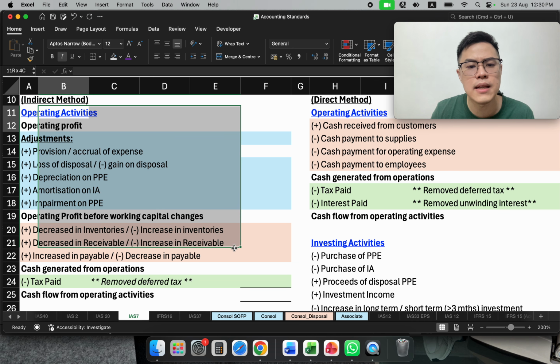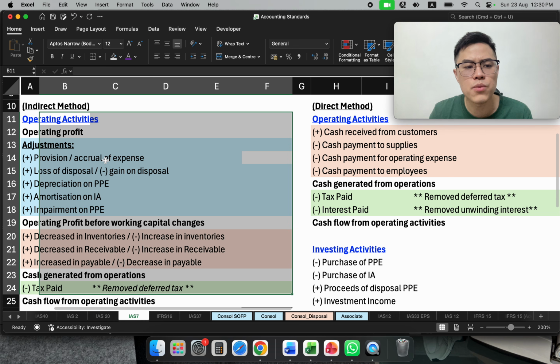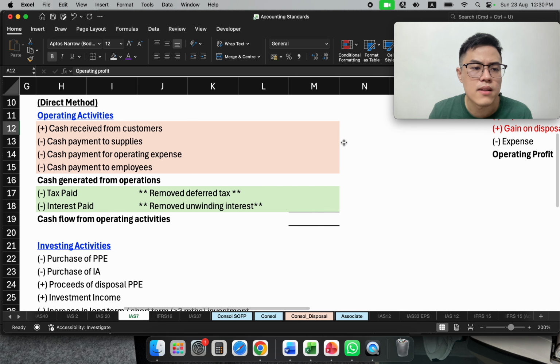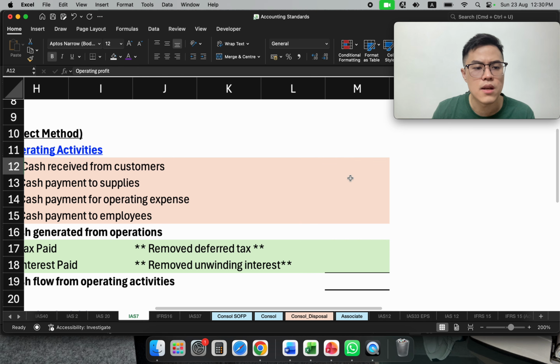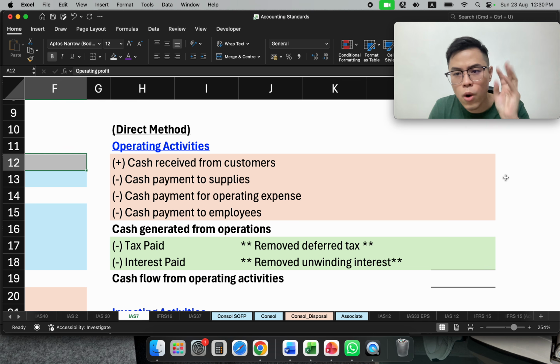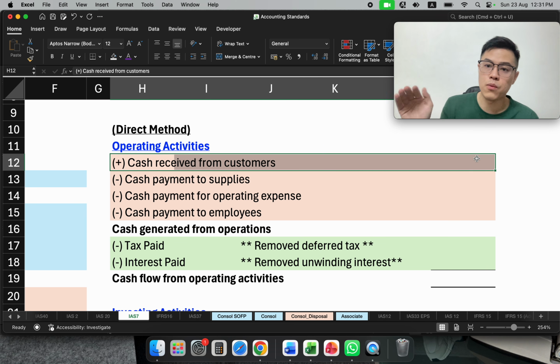So this is operating activities. So if it is a direct method, we are not going to reconcile from operating profit. So the direct method is more towards you needing to go and find all the numbers by yourself. You are not starting from SOPL. So we are going to find how much cash we have received from customers using the T ledger that we learned in FA papers. So we will look at the example later.